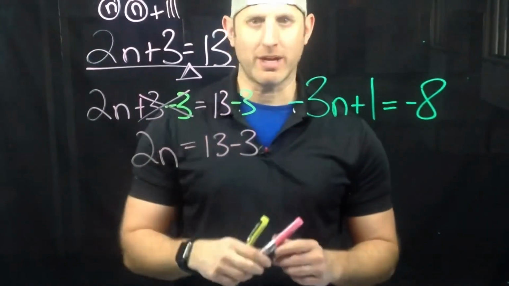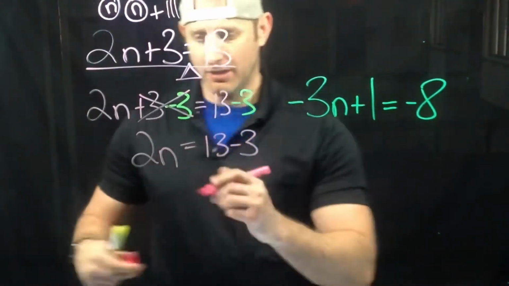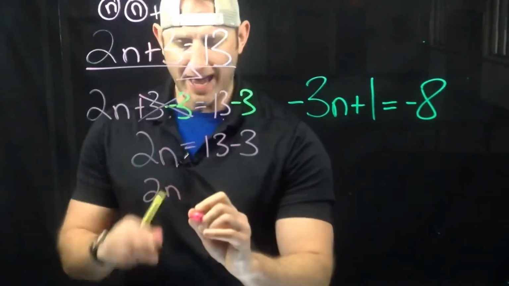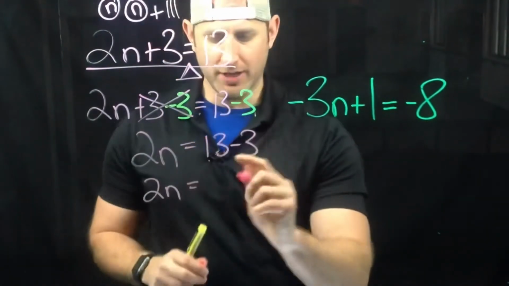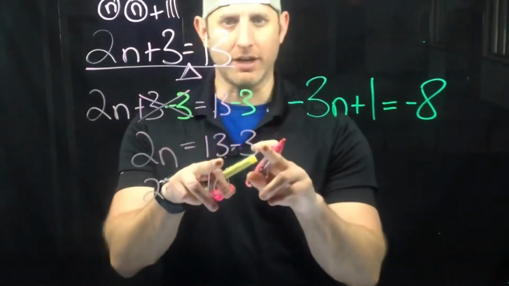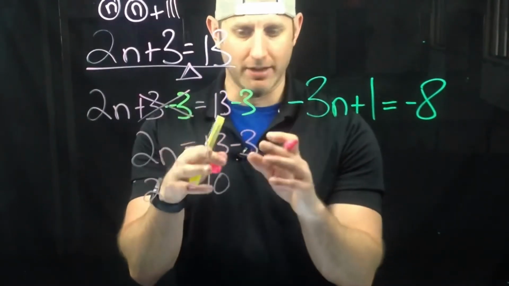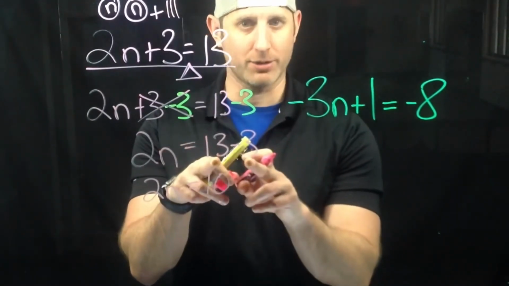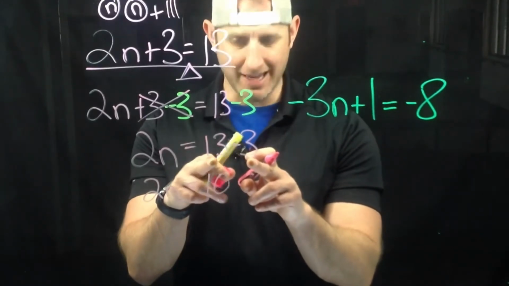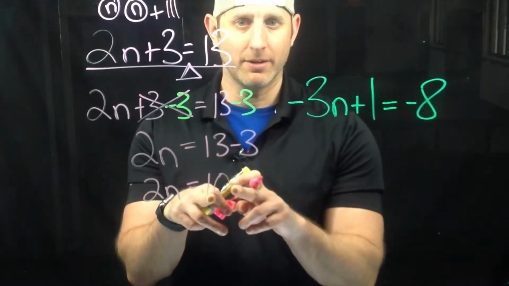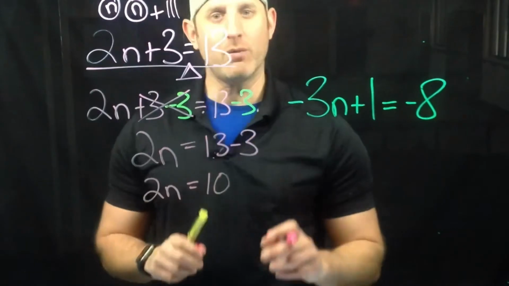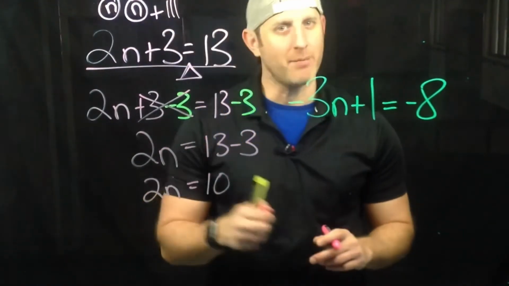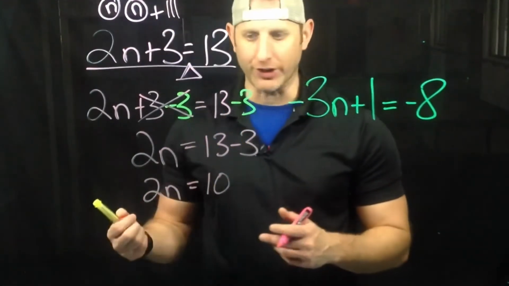13 minus 3 is the same as 10. So let's bring down the 2n again and do 13 minus 3. All I've done is just the math right here. I simplified it. Instead of it being 2 numbers, 13 minus 3, 13 minus 3 is the same as 10. And that leaves me with one-step algebra that I mentioned that we would be seeing earlier.